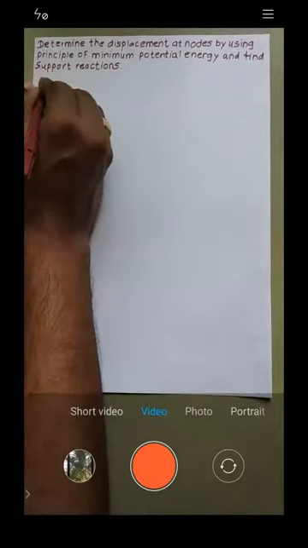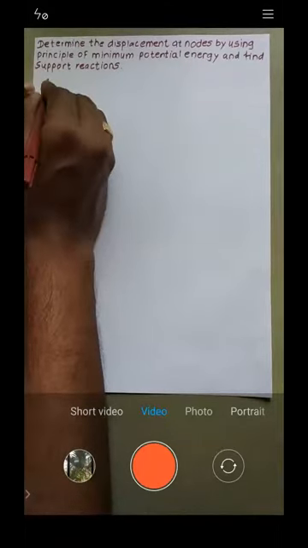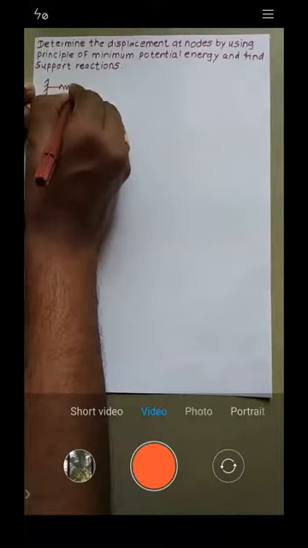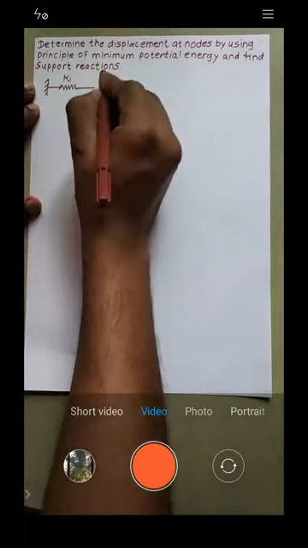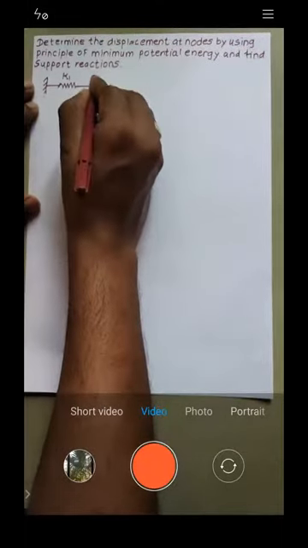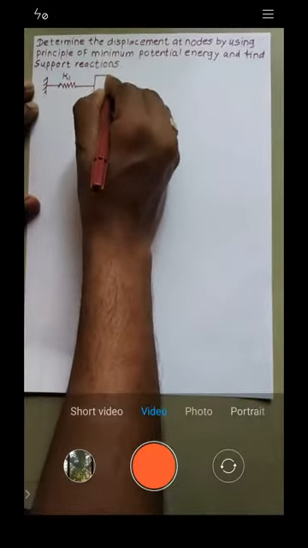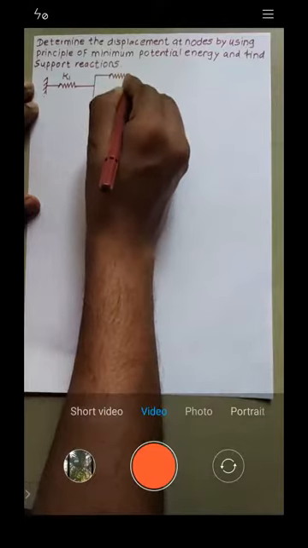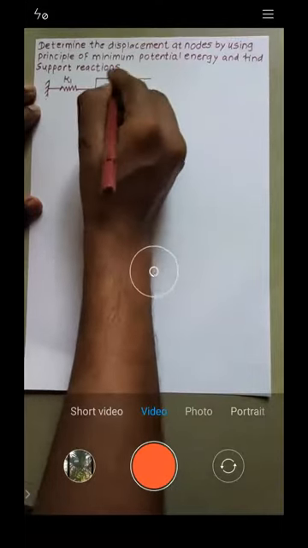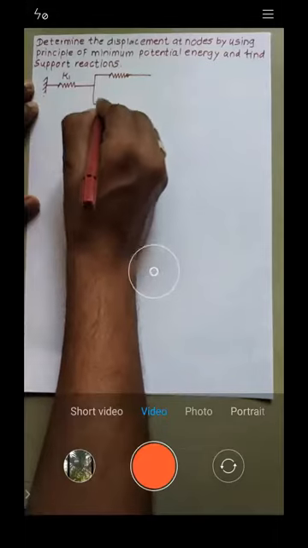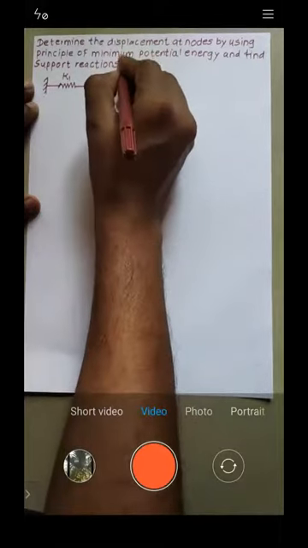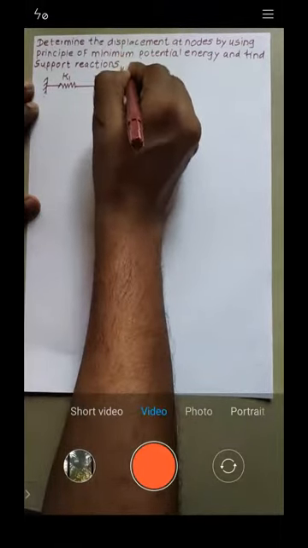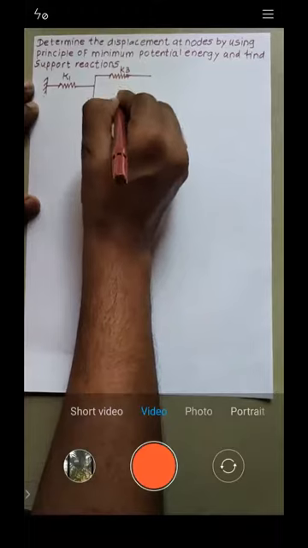What is given? They have given this as a fixed support, with this spring with the stiffness K1. This K1 is attached to two springs. This is one spring with this stiffness, and this is one more spring with stiffness K3. This is with the stiffness K3, and this is with the stiffness K2.